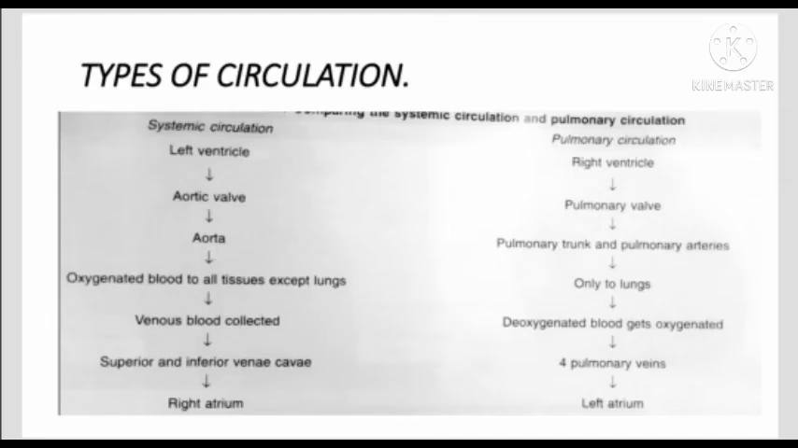Types of circulation. There are two types of circulation: systemic circulation and the pulmonary circulation. In systemic circulation, the blood flows from the left ventricle through the aortic valve to the aorta, carrying oxygenated blood to all the tissues except the lungs. The venous blood is collected by the superior and inferior vena cava, and at the end reaches the right atrium.